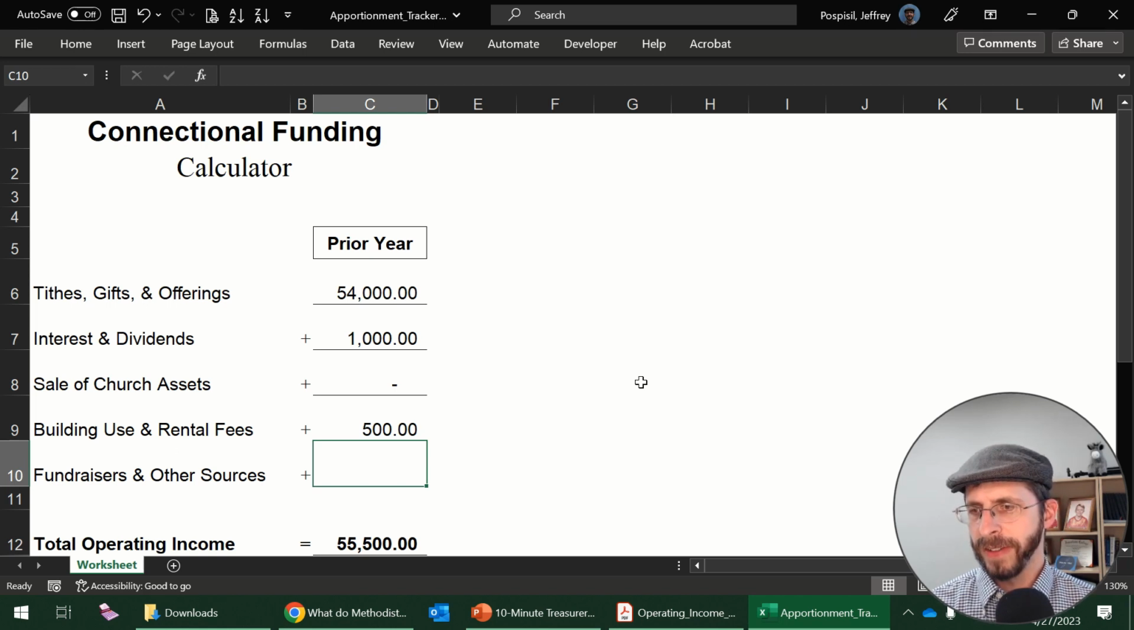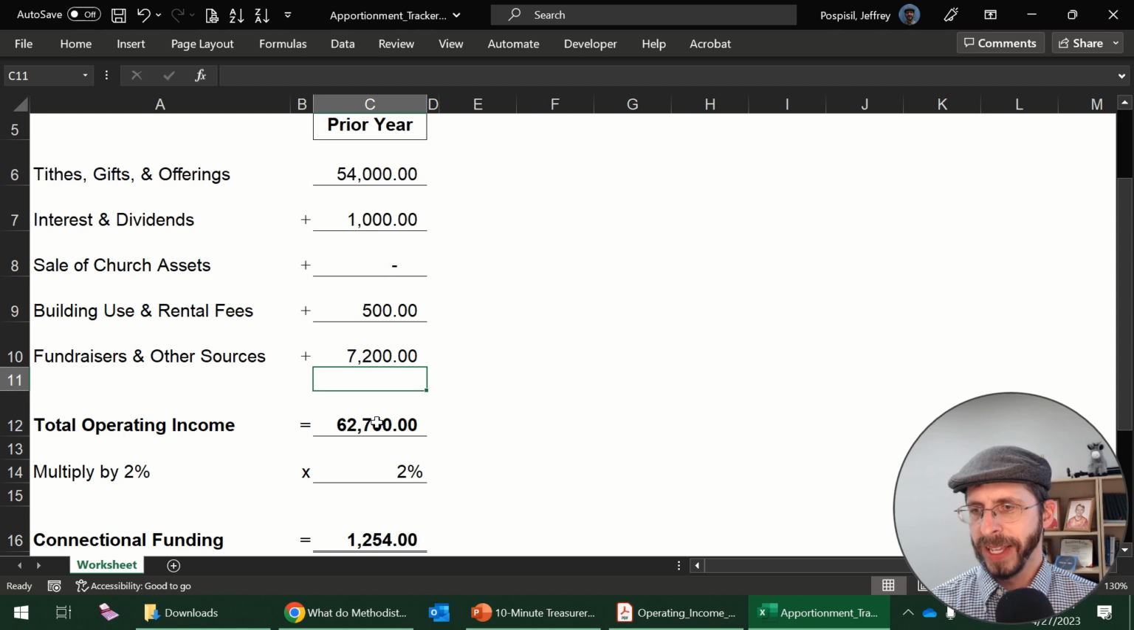Building use fees, $500. Nothing for sale of church assets, and maybe we had our net income from fundraisers, $7,200. That gets us to a total of $62,700.